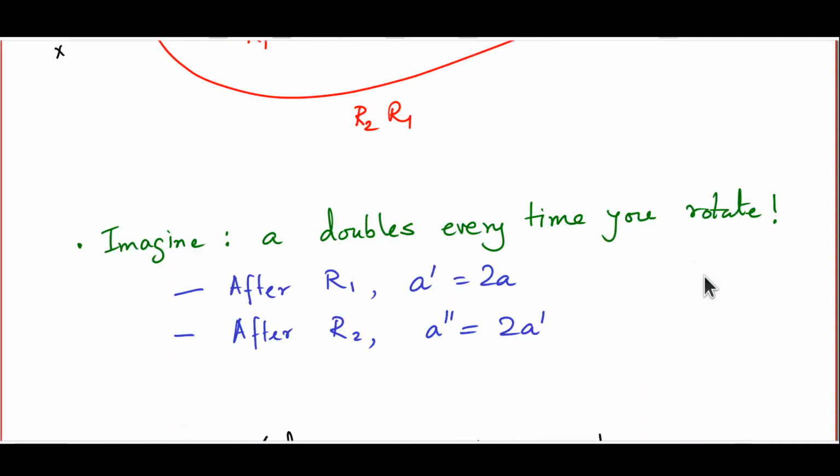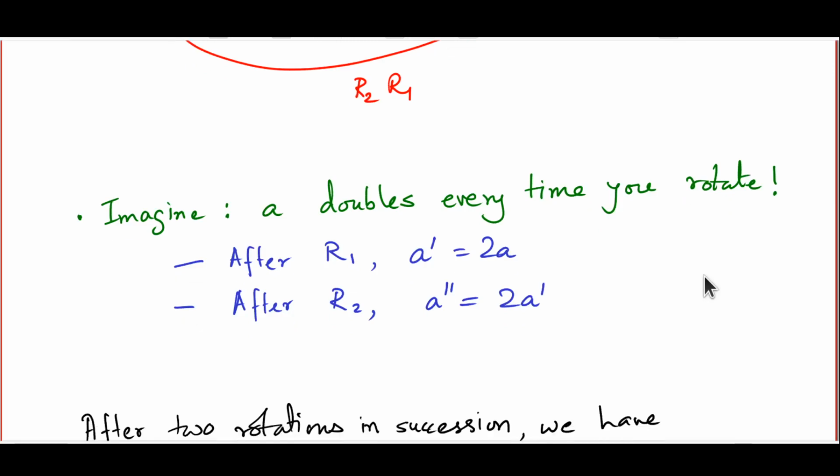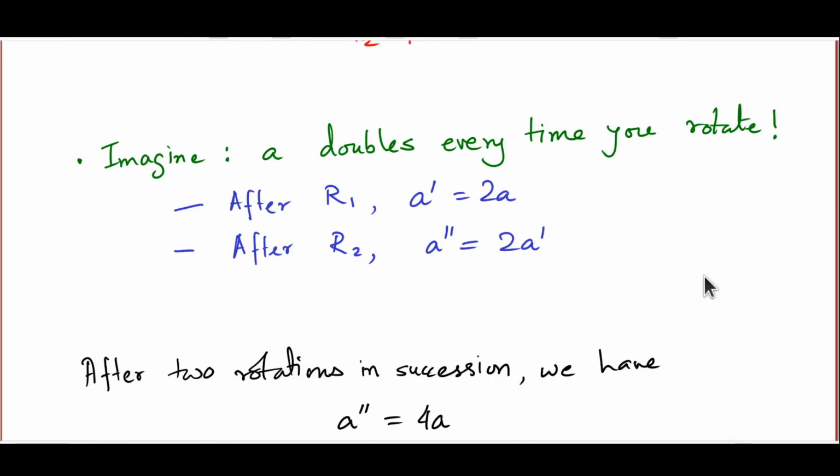Now, let us propose a possible non-scalar behavior. Let's imagine that this number a doubles every time you rotate. So after you carry out R1, a prime becomes twice a. Then you carry out R2, a double prime becomes twice a prime. So after the two rotations in succession, we will end up with a double prime equals 4 times a.